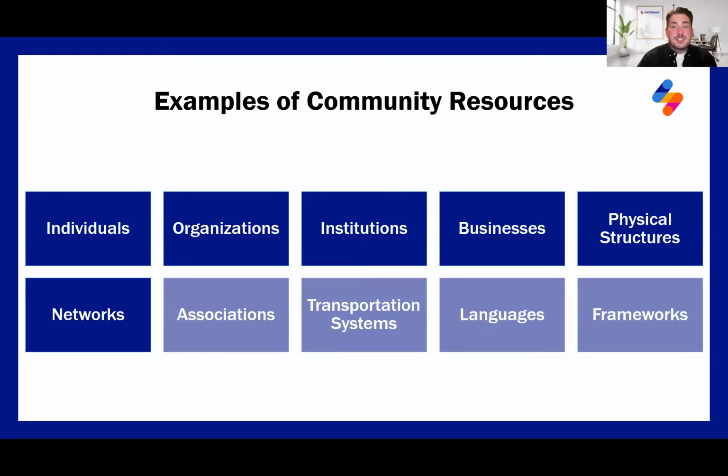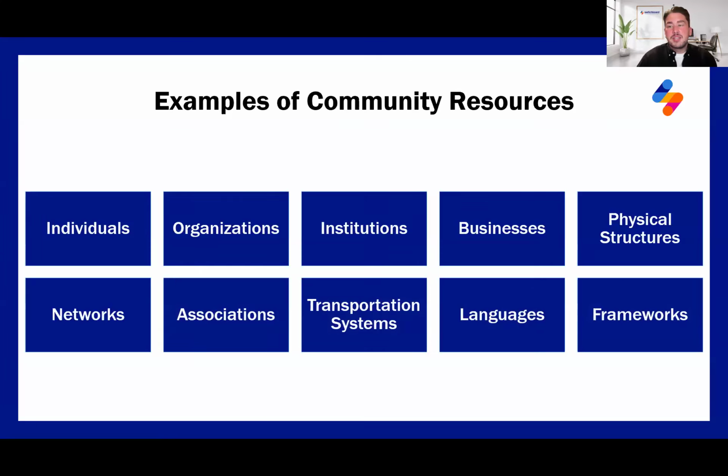What about associations like faith congregations, Rotary clubs, and ethnic associations that can mobilize volunteers and supplies quickly? As well, there's transportation systems, a bus route, for example, that connects a neighborhood to the clinic, or a volunteer driver program organized by a local church. As well, there's languages, community interpreters, and cultural brokers who bridge conversations with school and healthcare providers. Lastly, frameworks. Maybe a city refugee task force charter or shared referral protocols. These structures are resources because they enable coordination.